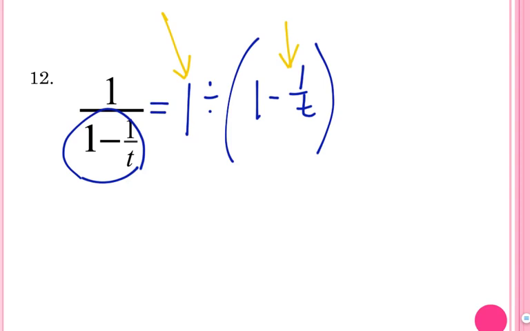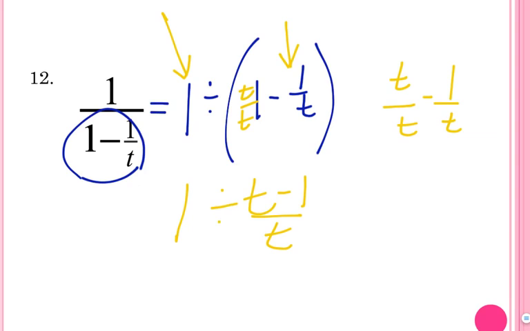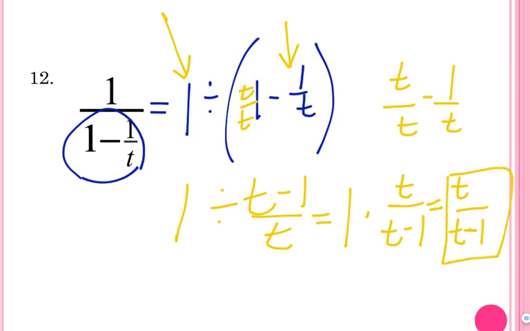So the 1 minus t, my common denominator would be t, and so I'm going to multiply by t over t. So t over t is 1, so that makes sense. So I'm going to have t minus 1 over t. So that's what I'm dividing 1 by. And so when I do that, I'm going to do 1 multiplied by the reciprocal, like I learned in the last lesson. And so 1 times anything is the same number. That's the identity, and there's our answer.